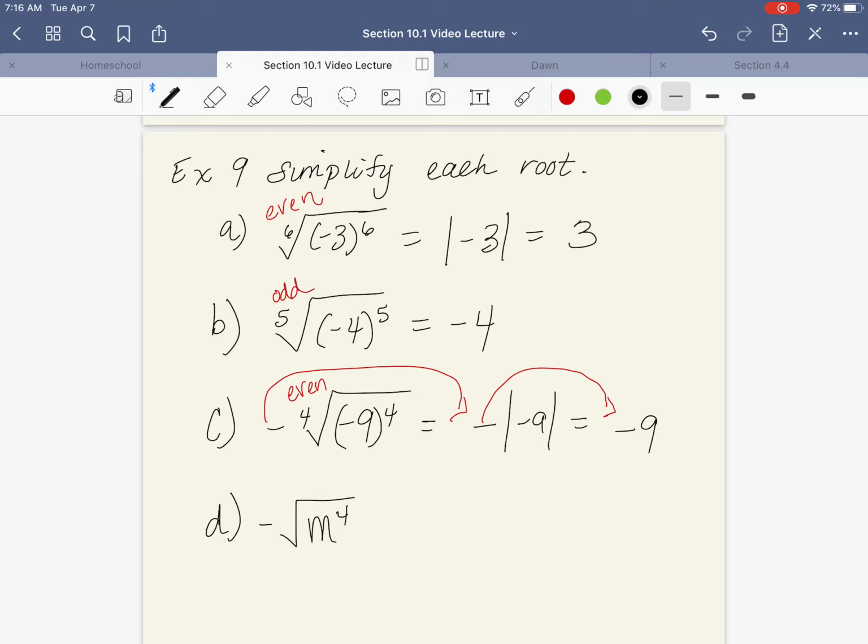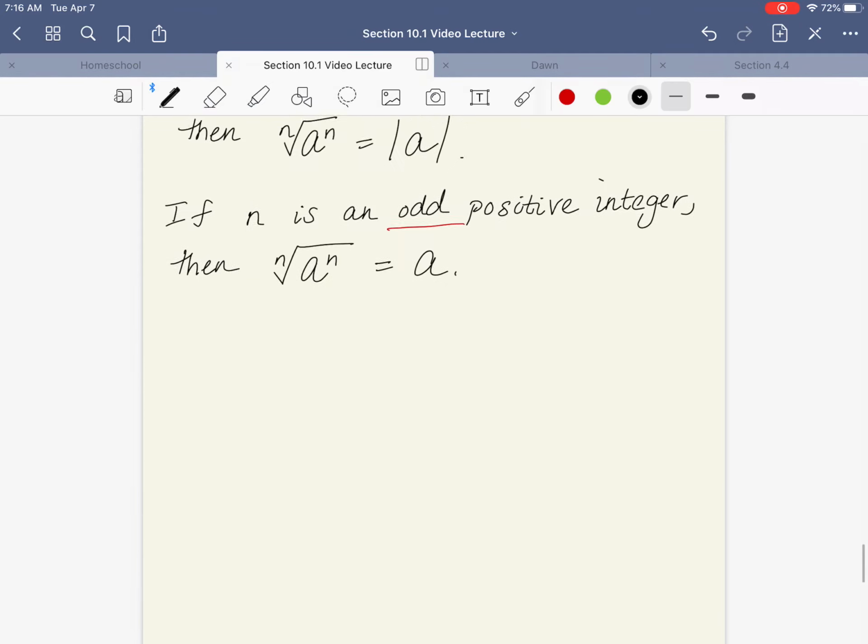All right, the negative square root of m to the 4th power is going to be the negative. We're just carrying that negative over into our answer. The negative square root, the negative absolute value of m squared. And this is going to actually be negative m squared. Okay, why did I drop the absolute value symbol on this one and not these?